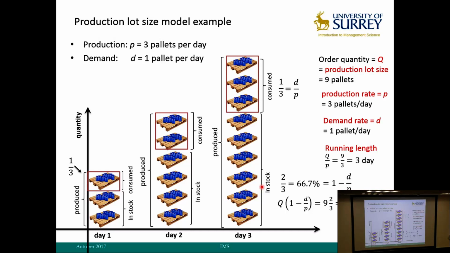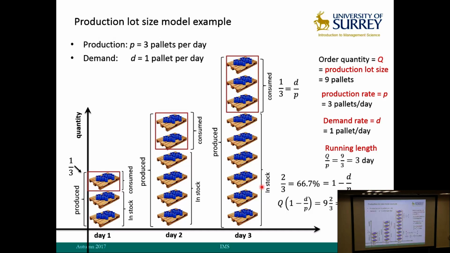So what is the ratio in stock? It's 6 out of 9. So this is still 2 divided by 3. So same ratio as the first day. In the first day, we have 1/3 consumed. In the last day, we still have 1/3 as the ratio consumed. So the other part remained as the stock.